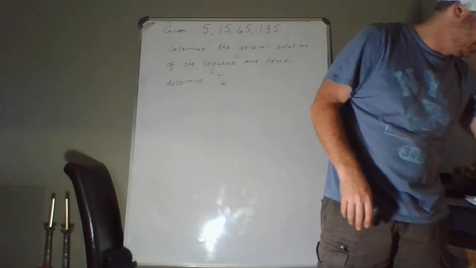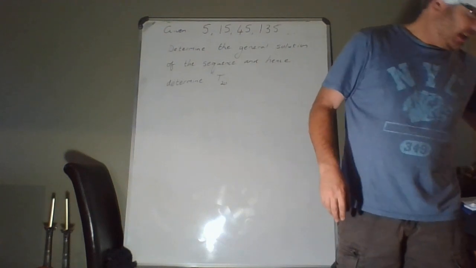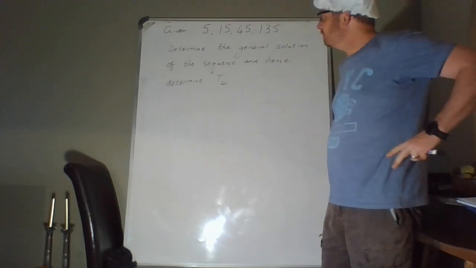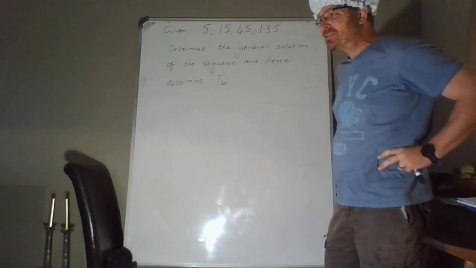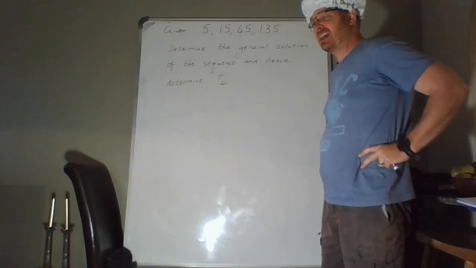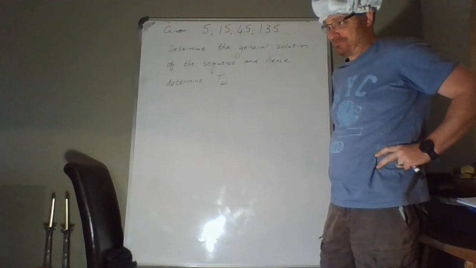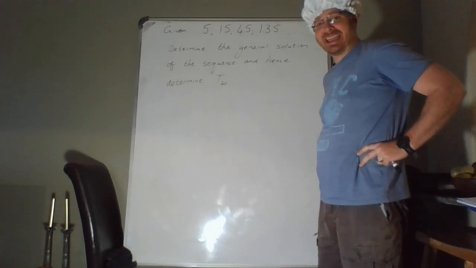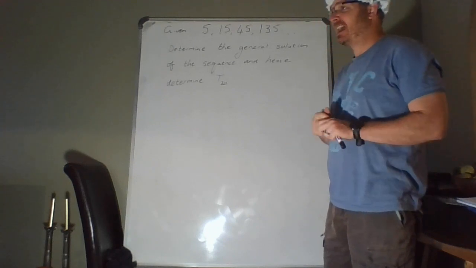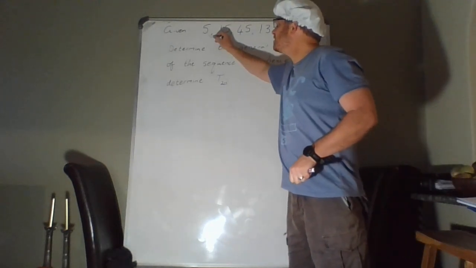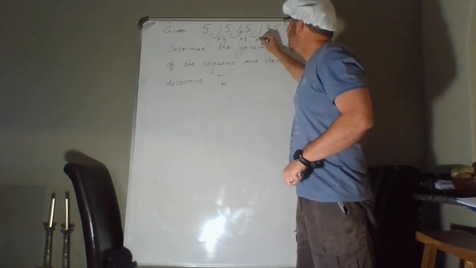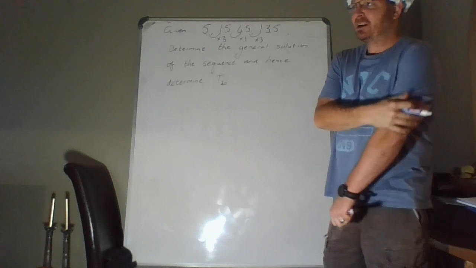Next one. It says, given the sequence 5, 15, 45, 135, determine the general solution of the sequence and hence determine T20. I implore you to try this sum, at my behest. So first of all, it's not arithmetic, you're not adding a fixed amount, but to get from one term to the next, you are multiplying by 3. You're timesing by 3 to get from one term to the next.